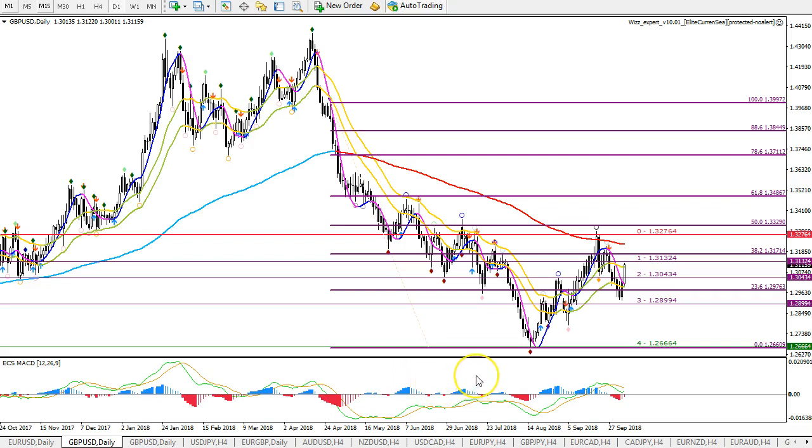Now, pound dollar, I think, is pretty much similar in certain ways as the euro dollar.